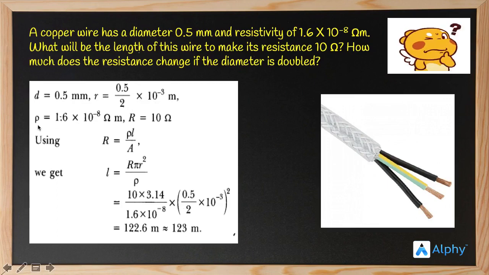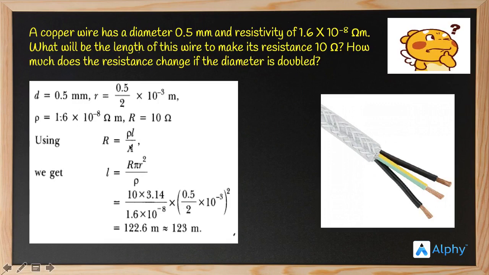Now rho, that is the resistivity, is given in the question, that is 1.6 × 10^-8 ohm meter, and resistance is 10 ohm. So now what should the length be to make the resistance 10 ohm? So resistance is 10 ohm, and we have to find out the length. So we are solving the first part of the question.